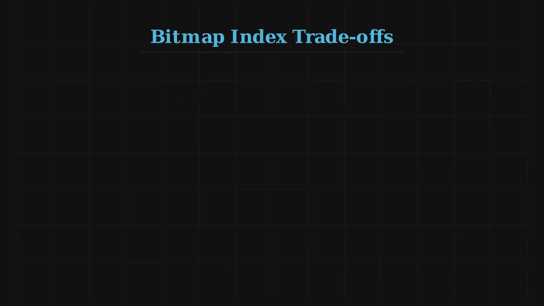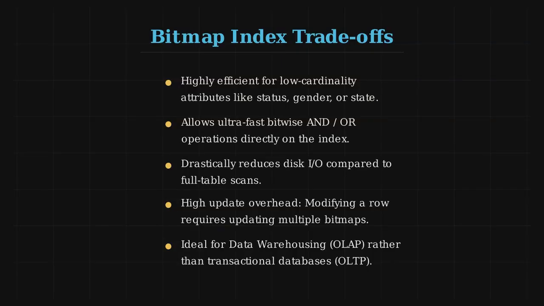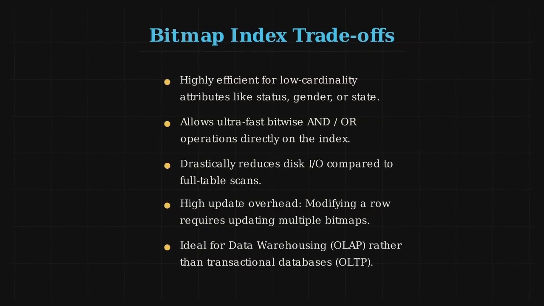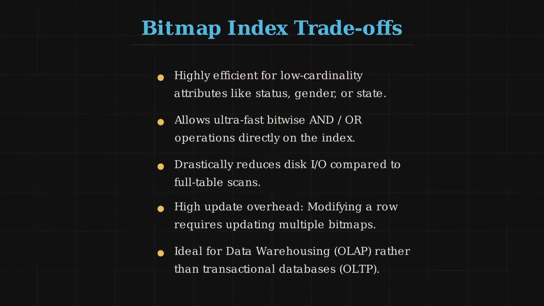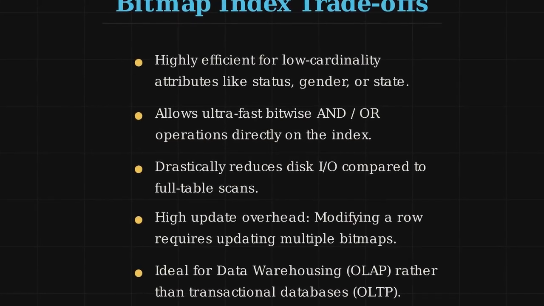While bitmap indexing is exceptionally fast for reads and query filtering, it comes with a trade-off. Because row updates lock entire segments of the bitmap, they are best suited for read-heavy environments like data warehouses rather than transactional databases.